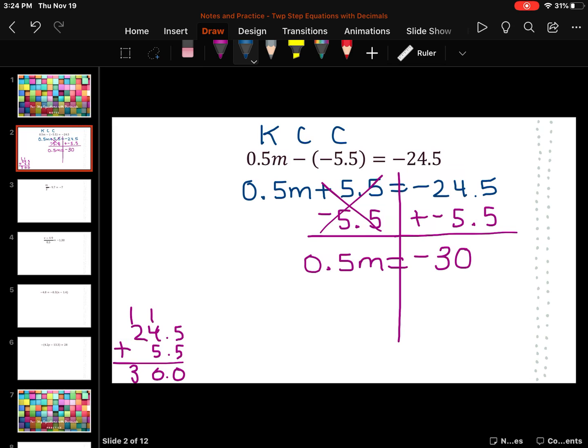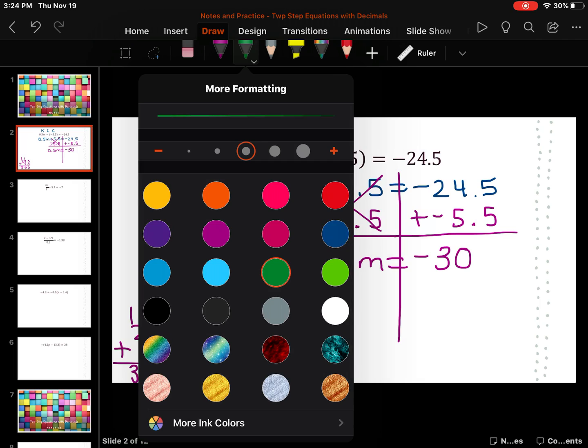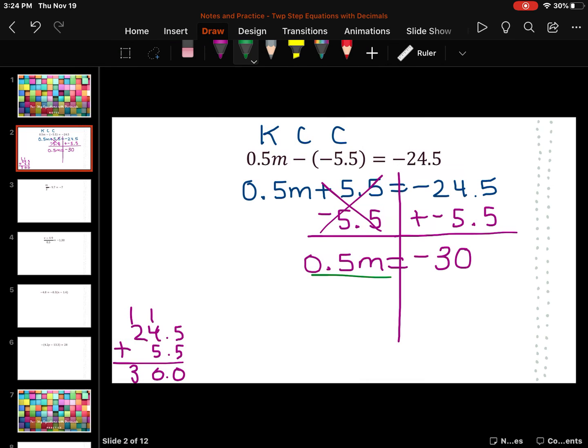Now my next step, I'm not done yet because my variable is still not by itself. So I need to divide by 0.5 on both sides. So off to the side, let's do that. We have 30 divided by 0.5. Well, remember, we can't have a decimal on the outside, so I have to slide, baby, slide, and make that outside number a whole number. So that becomes a 5, and inside, I have to also slide my decimal over 1 and put a 0 in my blank space. So that becomes 300.